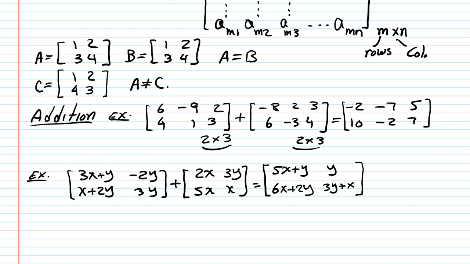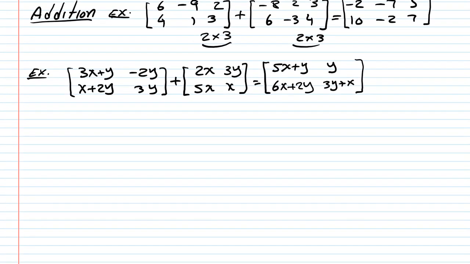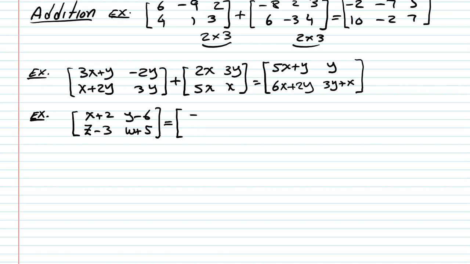Now, what if I have a matrix? Let's do one more of the addition. Suppose I have a matrix that's x plus 2, y minus 6, z minus 3 and w plus 5. And let's say that we want this to equal another 2 by 2 matrix, negative 2, 8, 0, 3. All right, so how is this going to work?